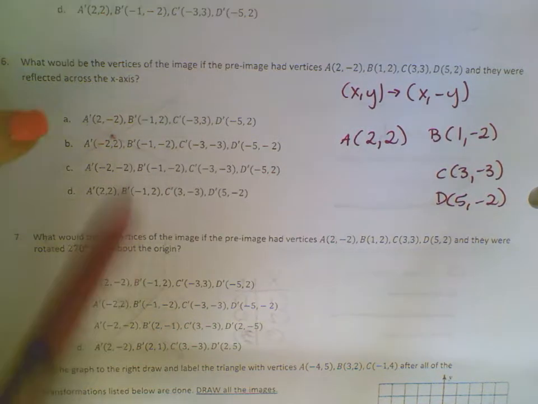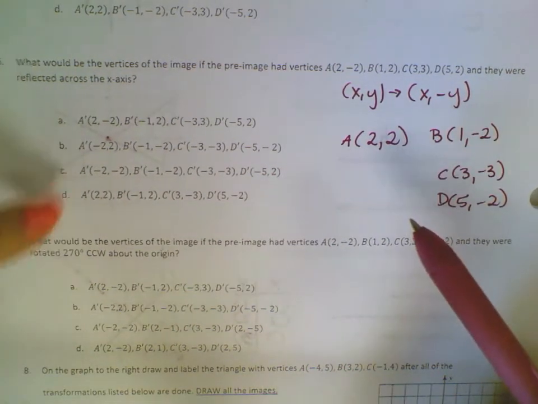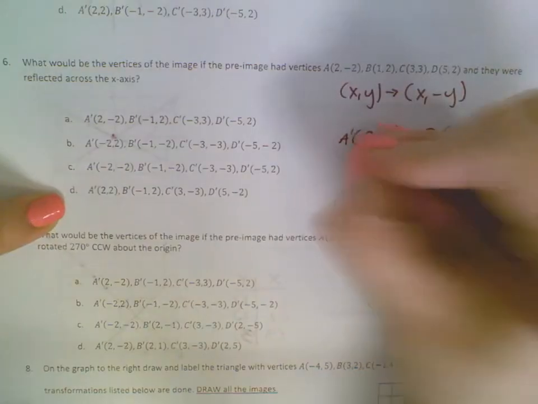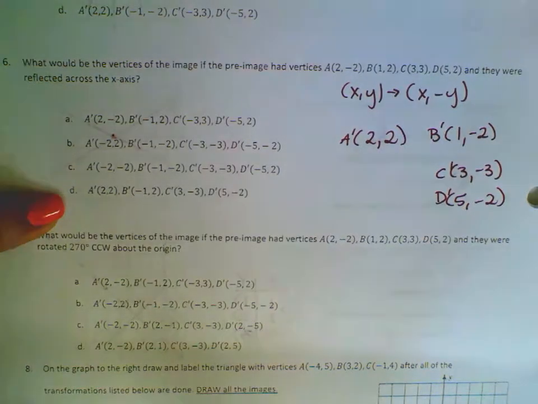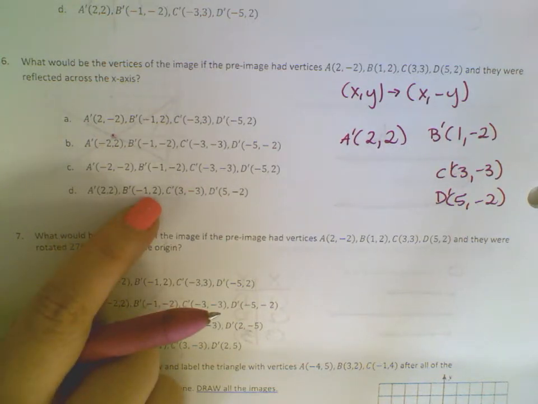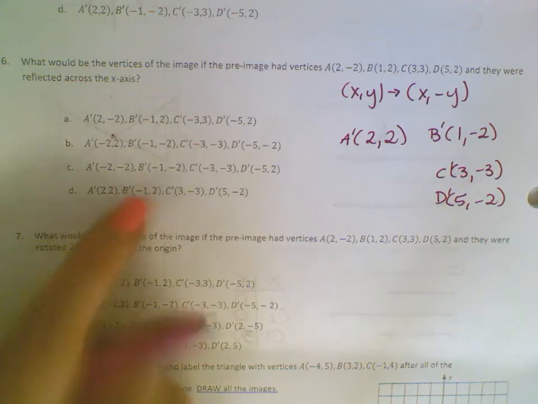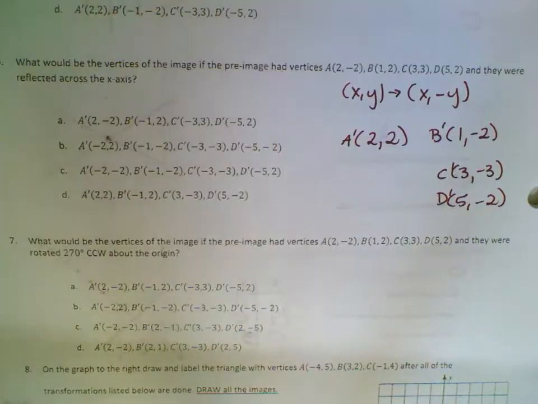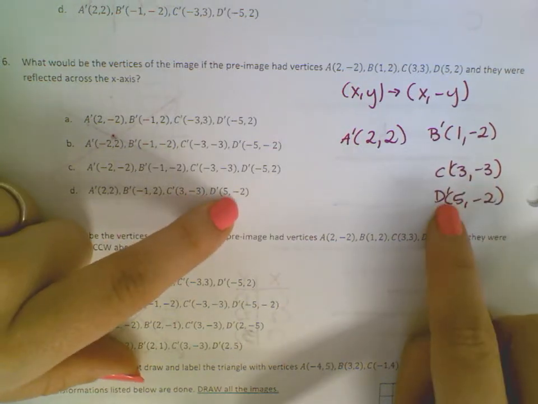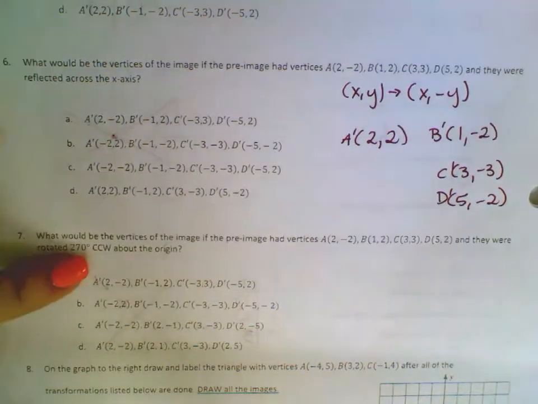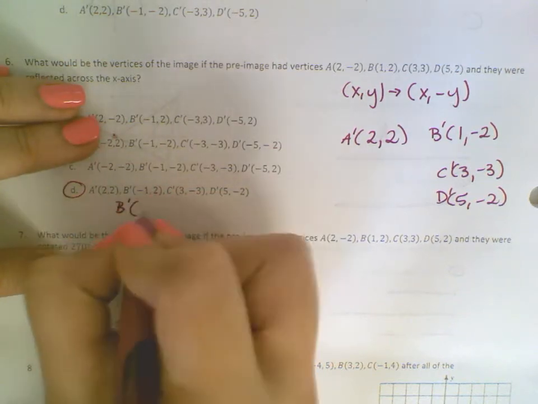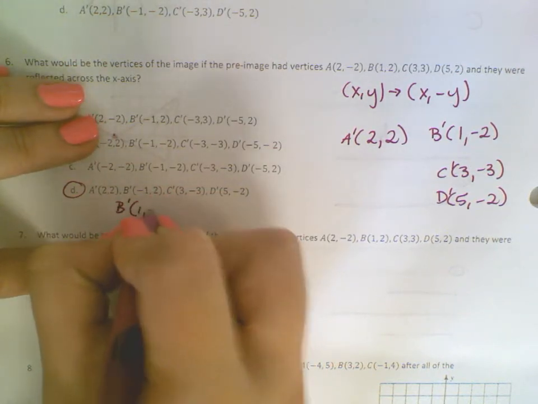Now I'm going to compare that. And it seems like this is the only one where my A prime, oh, I forgot my primes, where my A prime is going to be 2, 2. This is actually a typo here for number 6. This is supposed to be +1, -2. And then C prime is 3, -3, and D prime is 5, -2. So this is the answer, but it is a typo. B prime should be 1, -2.